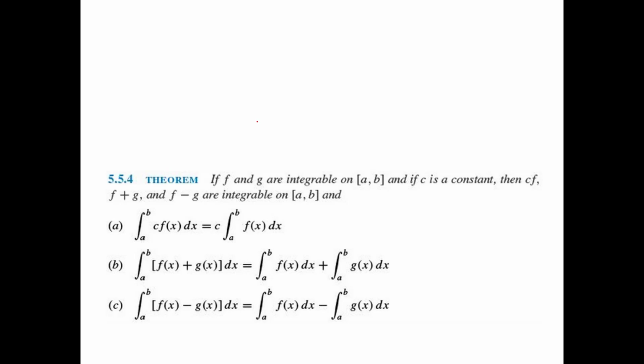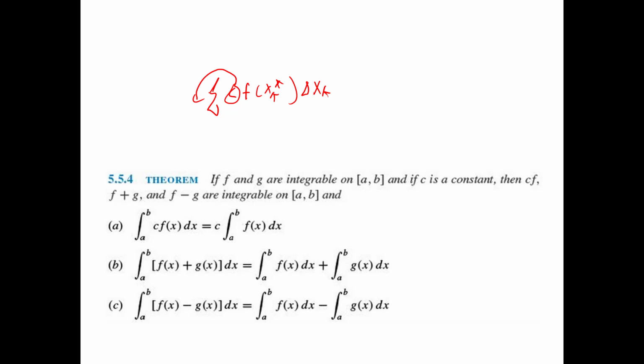This theorem should be intuitive based on the Riemann sums. If f and g are integrable on [a, b], and if c is a constant, then cf, f plus g, and f minus g are integrable on [a, b]. And right, so if you were doing Riemann sums, and every term had a constant of c in it, then you can take that c and bring it out here and look at the limit then.